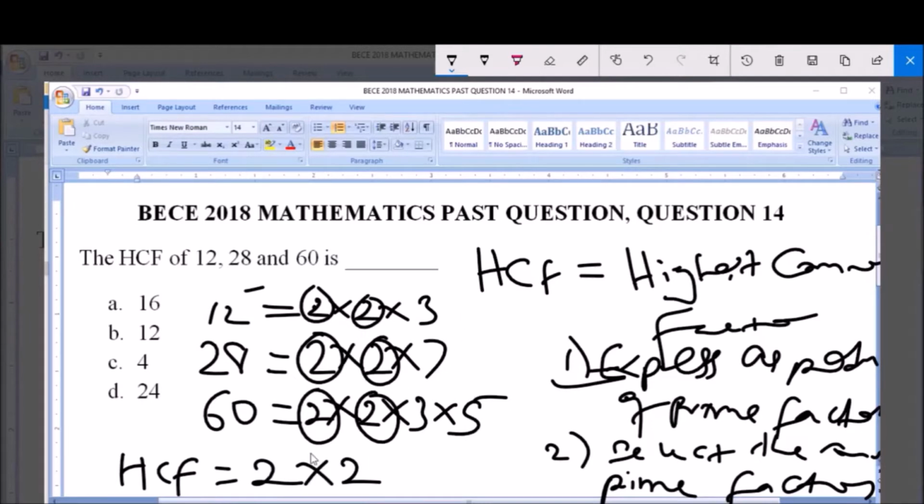So the common prime factors are these 2 here and these 2. So therefore we have 2 times 2, and 2 times 2 will give us 4. So therefore 4 is the highest common factor of 12, 28, and 60.